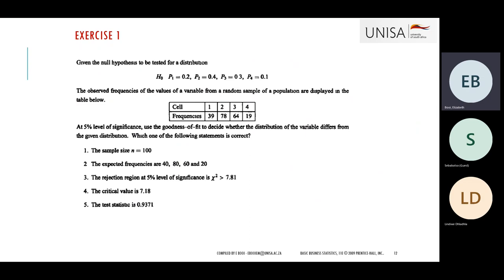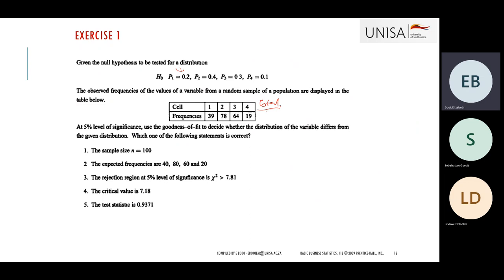Your expected frequencies, so we need to calculate the expected frequency. Remember, the expected frequencies are calculated by using the total multiplied by the probabilities. Where do you find the probabilities? Here are your probabilities on your null hypothesis. So you will have to come here and create some total, and we're going to use that total multiplied by the probability and see if the expected frequencies are correct.